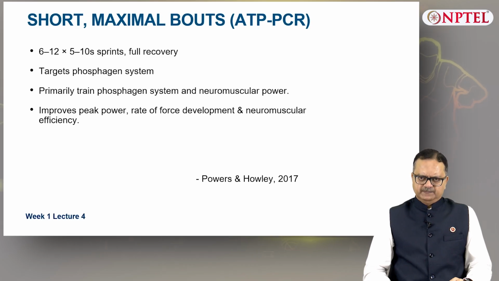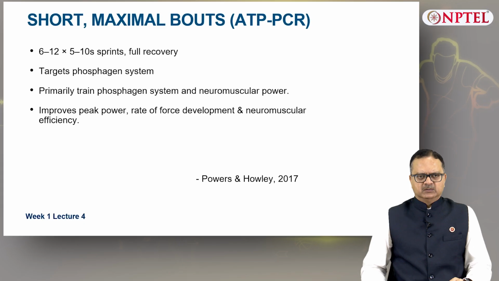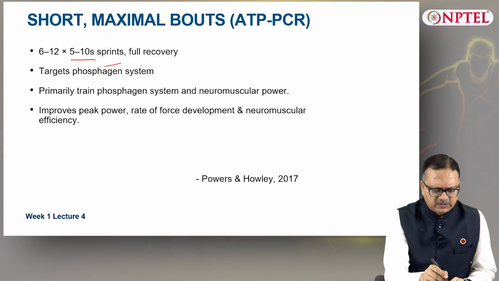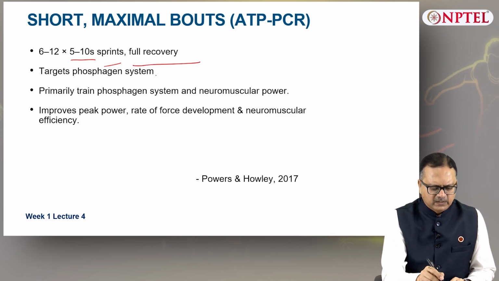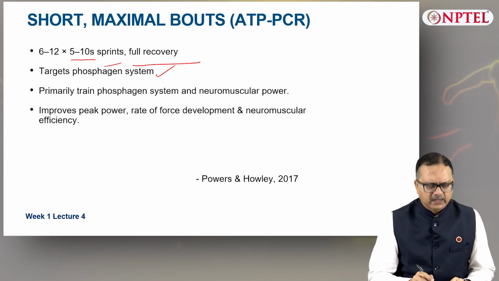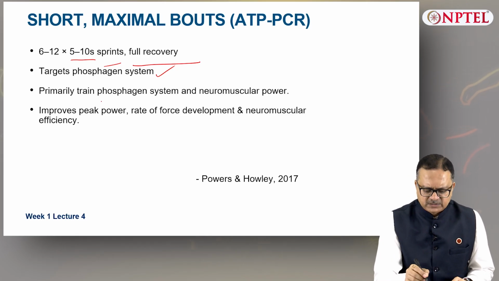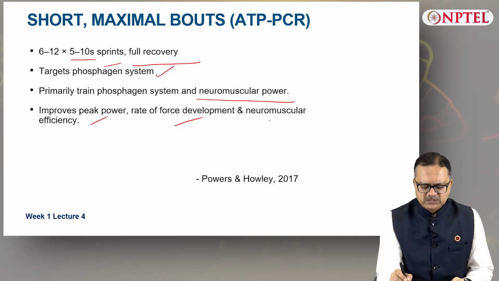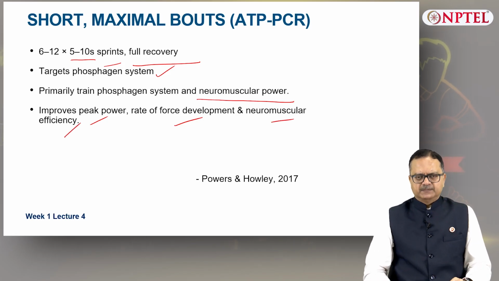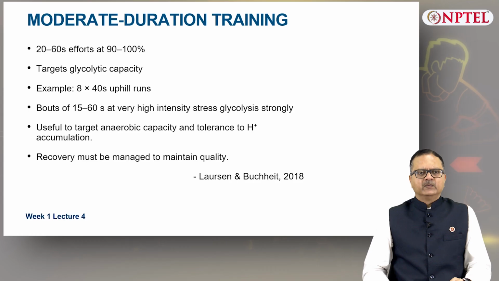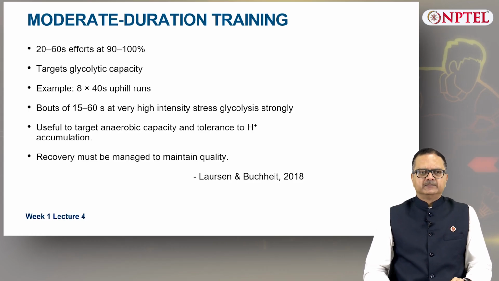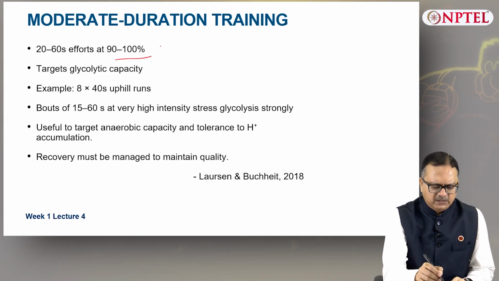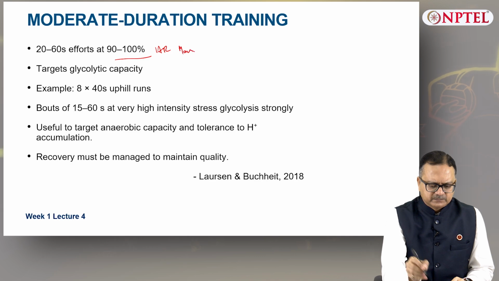Short maximal bouts for improving the ATP-PCR or phosphagen system: 6 to 12, 5 to 10 second sprints with full recovery. This primarily trains the phosphagen system and the neuromuscular power. Improves peak power, rate of force development, and neuromuscular efficiency. Let's talk about moderate duration training: 20 to 60 second efforts at 90 to 100% HR max or VO2 max.